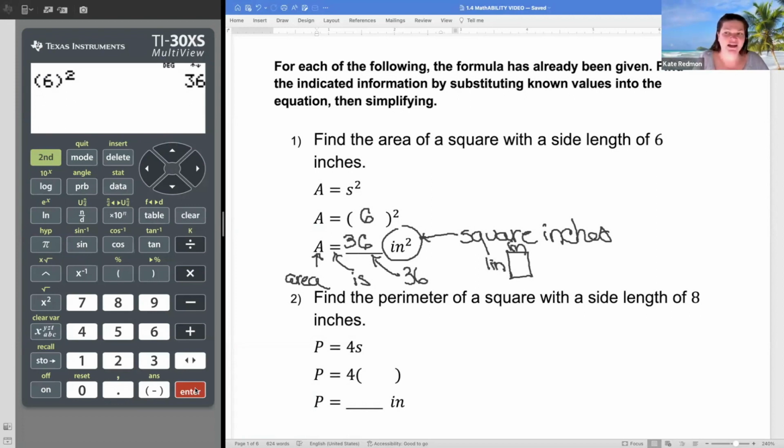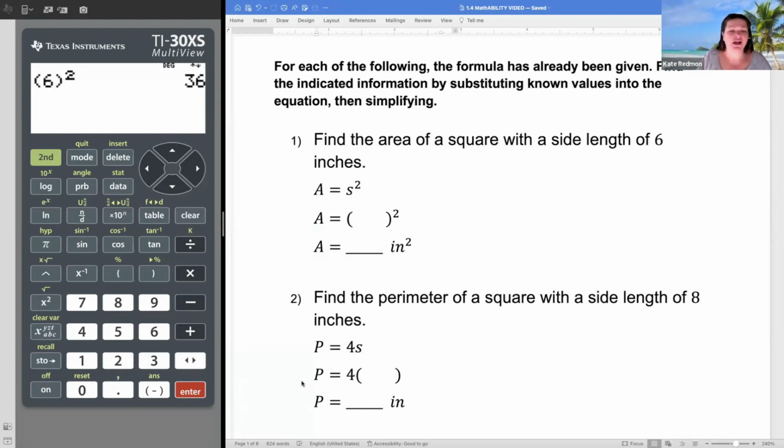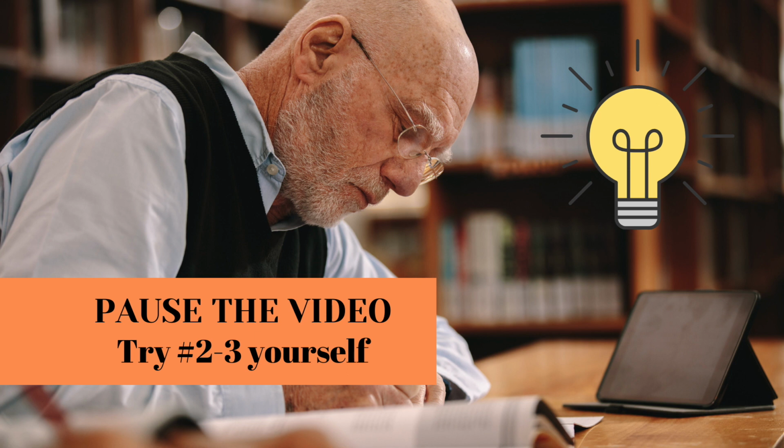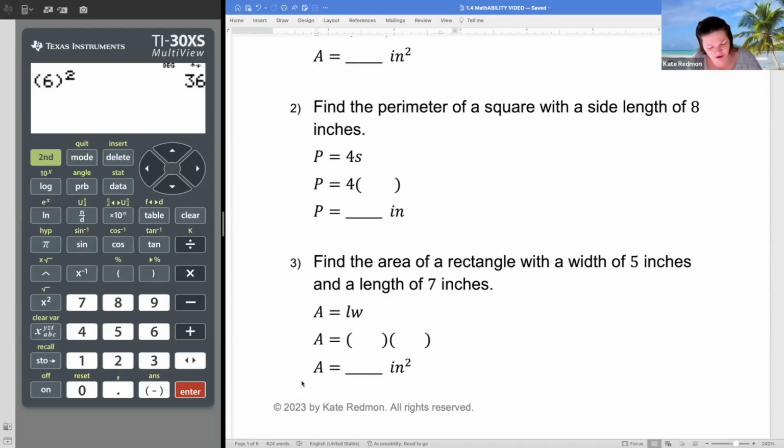All righty. Now we have a few more like this. Why don't you go ahead, pause the video, and try 2 and 3 on your own. Then if you need help, you get stuck, or you're ready to check your answers, turn me back on and let's take a look. So number 2: find the perimeter of a square with a side length of 8 inches.